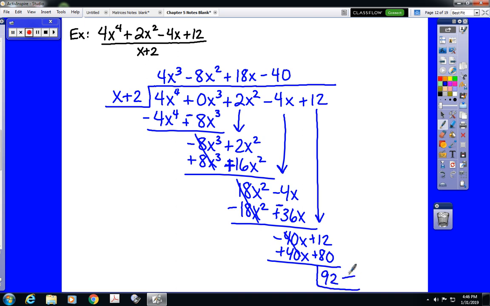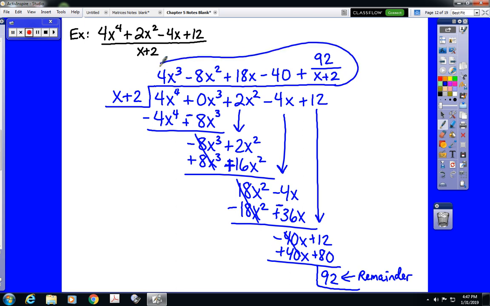Here we have our first remainder, which is another wrinkle. So what we do with the remainder is similar to what we did in elementary school when we first learned about fractions. We're going to take that 92 and we're going to turn it into the numerator of a fraction. And the denominator of the fraction will be what we're dividing by, x plus 2. So our solution would be 4x cubed minus 8x squared plus 18x minus 40 plus 92 over x plus 2.